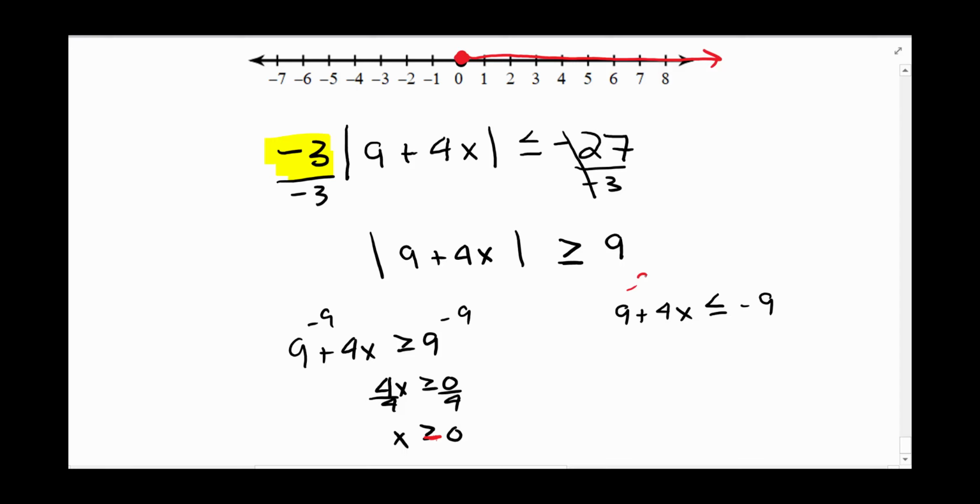And then right here we're going to subtract 9 from both sides. 4x is less than or equal to negative 18. We're going to divide both sides by 4. x is less than or equal to, well, that's the same thing as negative 9 times 2 over 2 times 2, the 2's cancel. Negative 9 halves, which is the same as negative 4.5. And this says x will be all the values less than or equal to that, solid line, solid dot. Just like that. All right, that's it for absolute value inequalities.